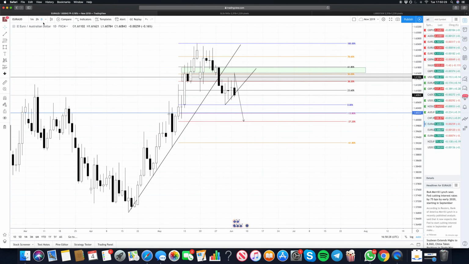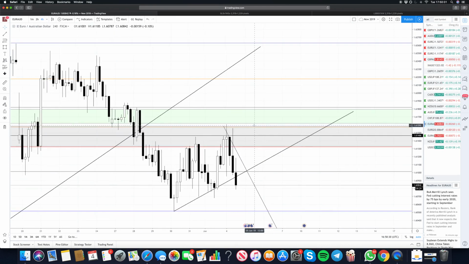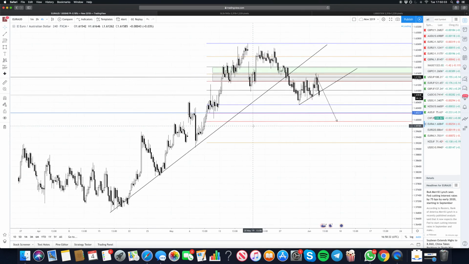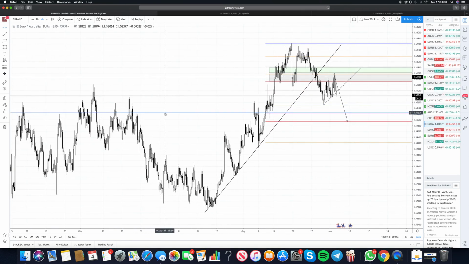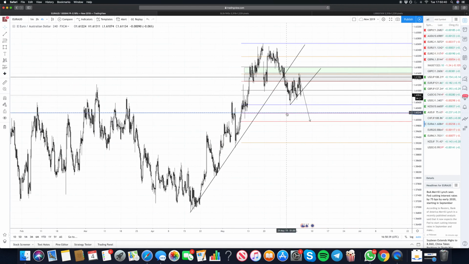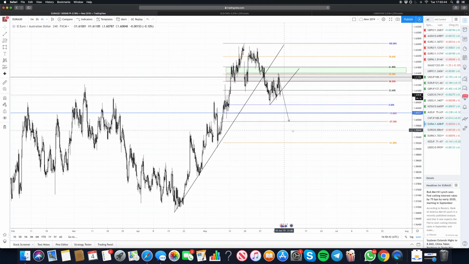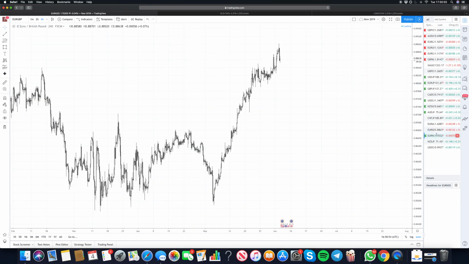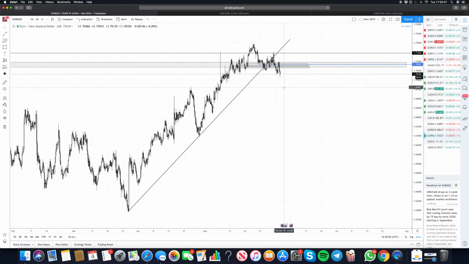However, we could front run it to this lovely blue horizontal, I don't want to say trend line, but support line that we've drawn in. But Fibonacci always seems to play out quite well, so we're just going to go for minus 27.2. However, depending on how the market plays and reacts around this level, we could extend it to minus 61.8%. Moving on, Euro New Zealand, definitely a nice short on this as well.